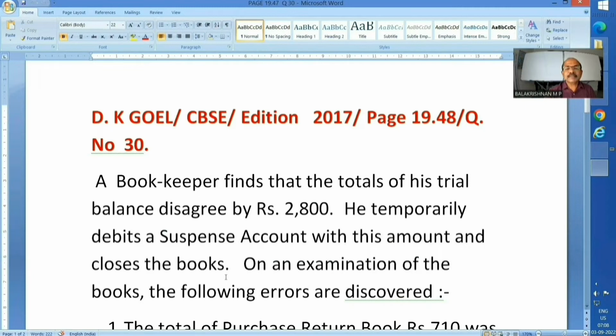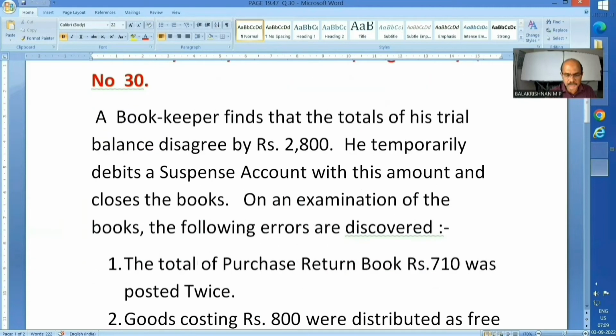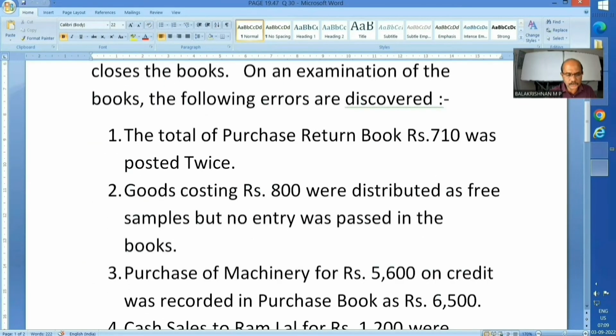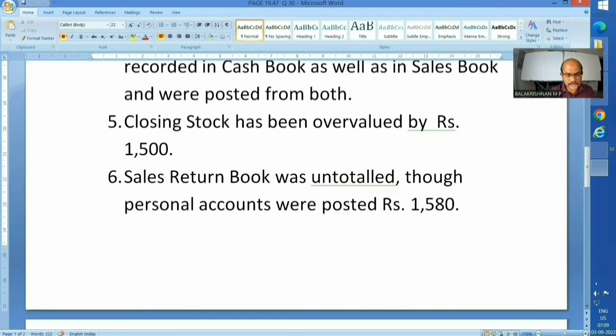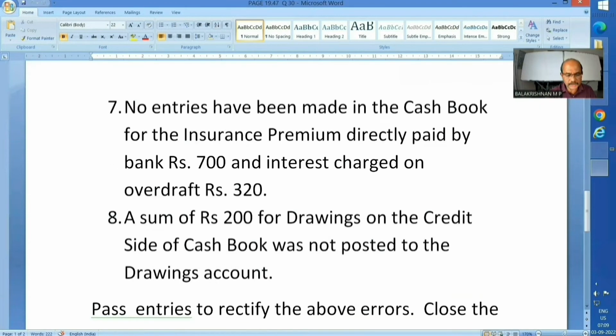Well, students, let us take up next question number 30, page 19.48. It's as follows. A bookkeeper finds that the totals of his trial balance disagree by rupees 2,800. He temporarily debits the suspense account with this amount and closes the books. On an examination of the books, the following errors are discovered. There are 1, 2, 3, 4, 5, 6, 7, 8.